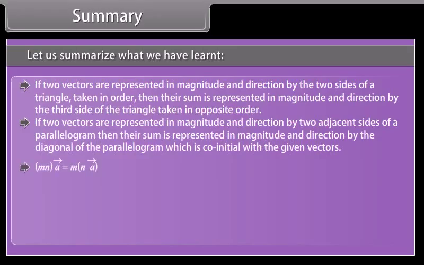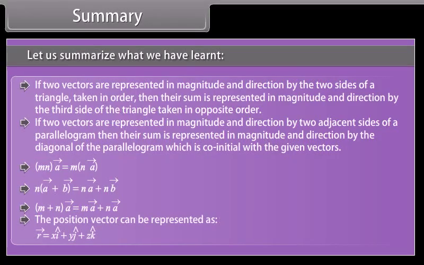m n times vector A equals m times (n times vector A). n times (vector A plus vector B) equals n vector A plus n vector B. (m plus n) times vector A equals m times vector A plus n times vector A. The position vector can be represented as vector r equals x î plus y ĵ plus z k̂.